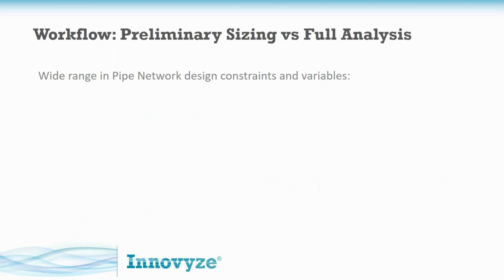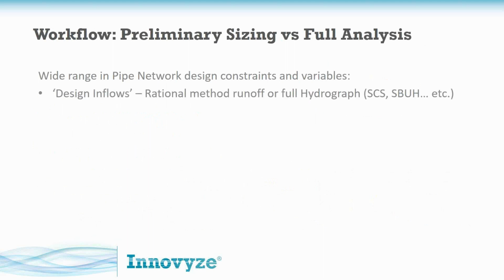So next, we'll look at the workflow and what we're trying to do when we're designing and sizing a pipe network. You'll see I titled this workflow Preliminary Sizing and Full Analysis. So there's a bit of a split here. In many cases, I'd say the industry might even be split 50-50, depending on what project someone's working on, or perhaps just the different engineering firms.